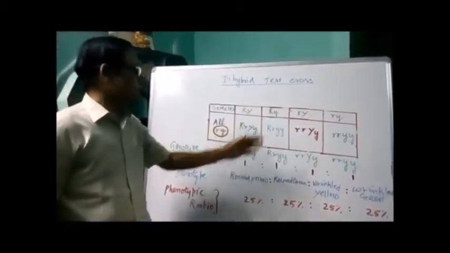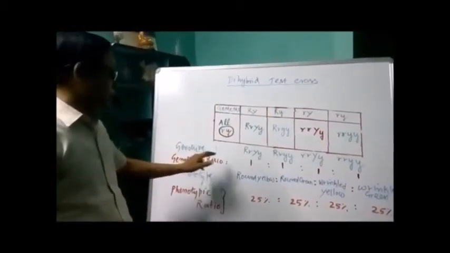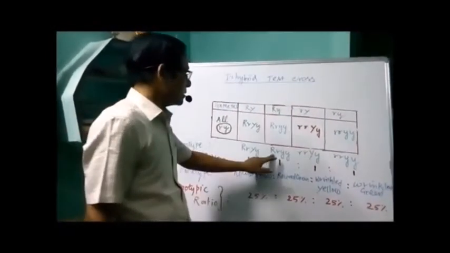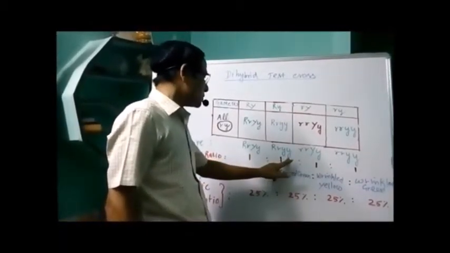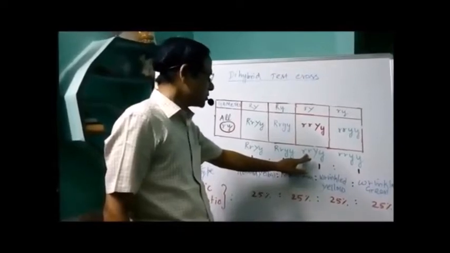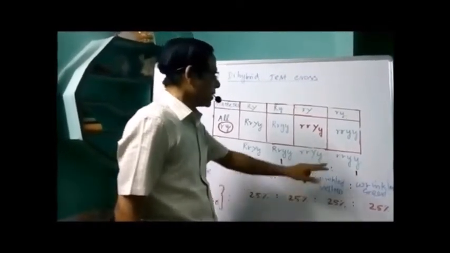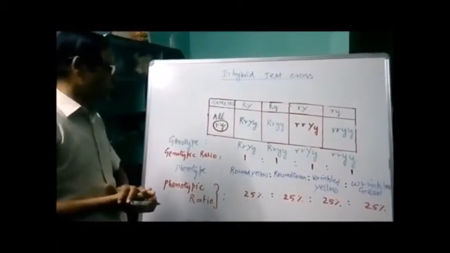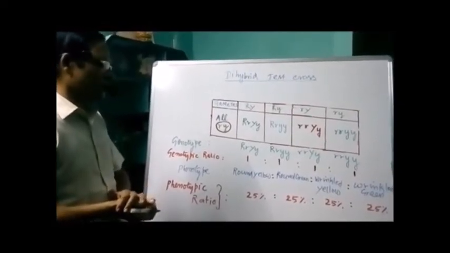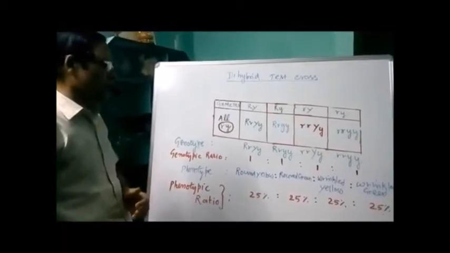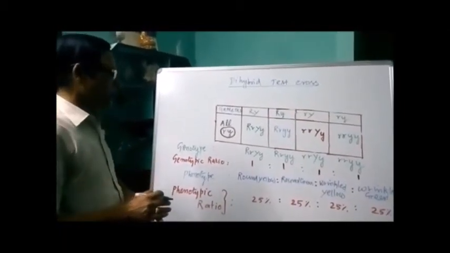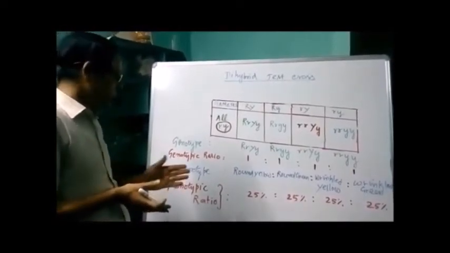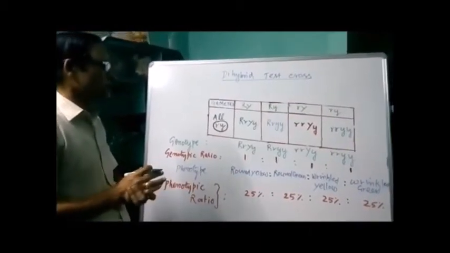Now, as a result of the cross, we have received the following genotypes. One heterozygous for round and heterozygous for yellow, then heterozygous round with homozygous green, then homozygous wrinkled with heterozygous yellow, and here both the genes are in homozygous condition. So the genotypic ratio is 1:1:1:1. Not only that, if we take the phenotype, we get round yellow, round green, wrinkled yellow and wrinkled green, all produced in equal percentage of 25. So here also the phenotypic ratio is 1:1:1:1.